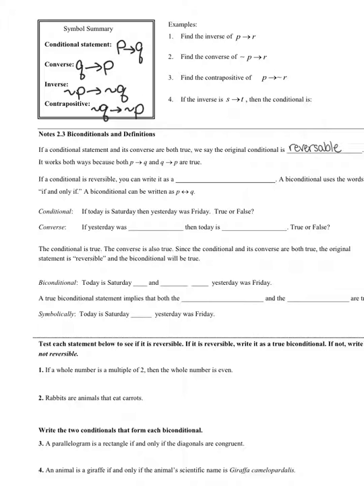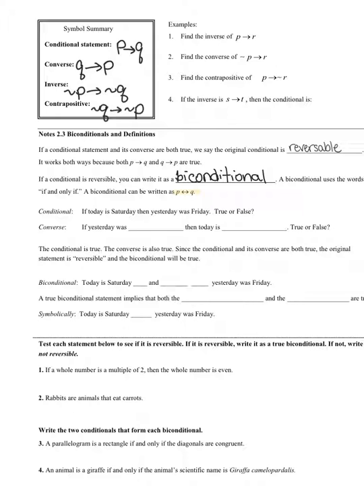If it is reversible, you can write it as a biconditional. A biconditional uses the words if and only if, right? And is now written with a double arrow, as you see there.